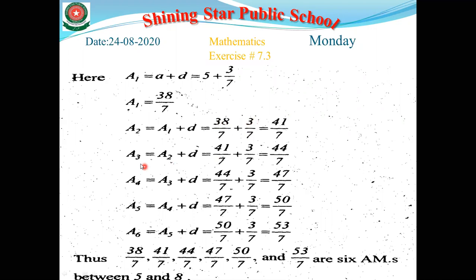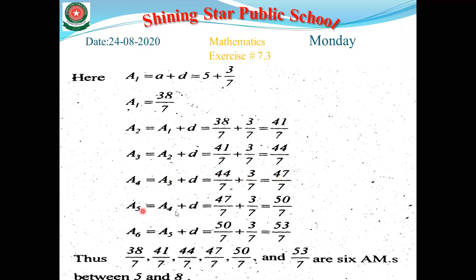For A3, again we will add the common difference D to our previous term. So A2 is 41 over 7 plus 3 over 7, which is 44 over 7. Now for A4, we will add the D to our previous term. So 44 over 7 plus 3 over 7 means 47 over 7.